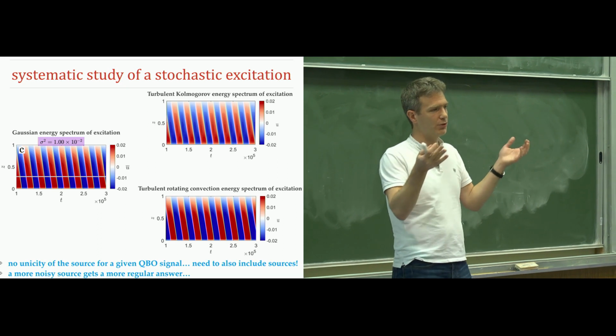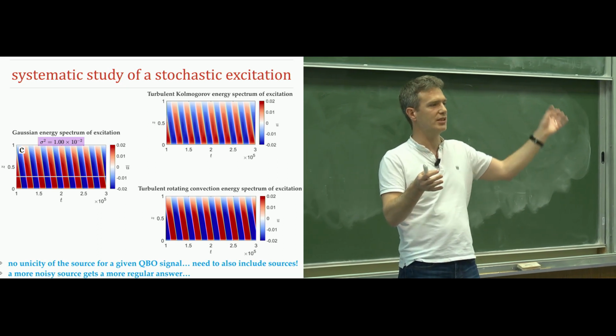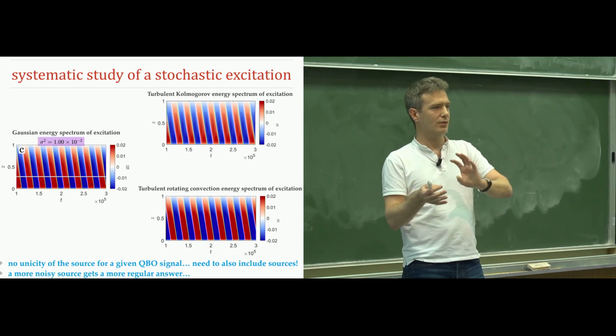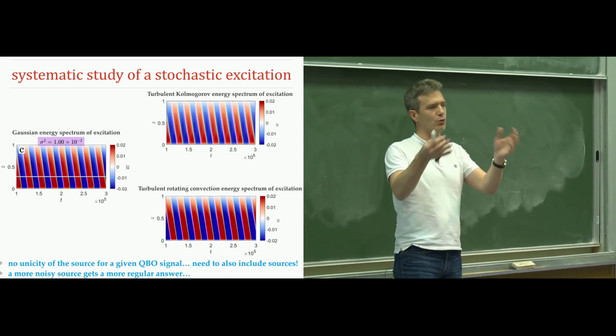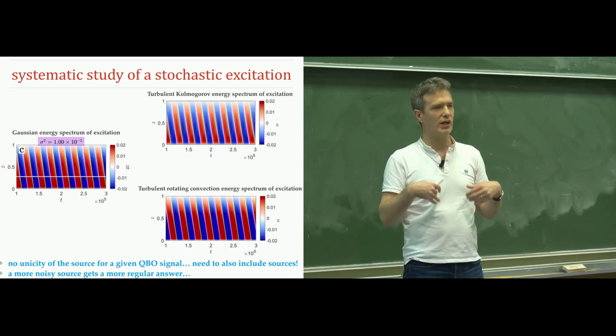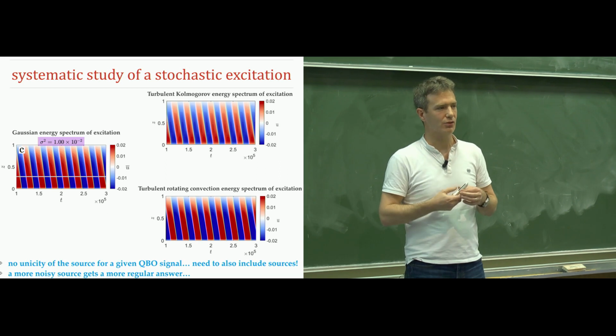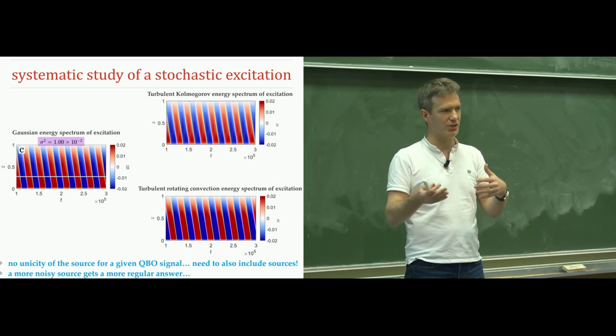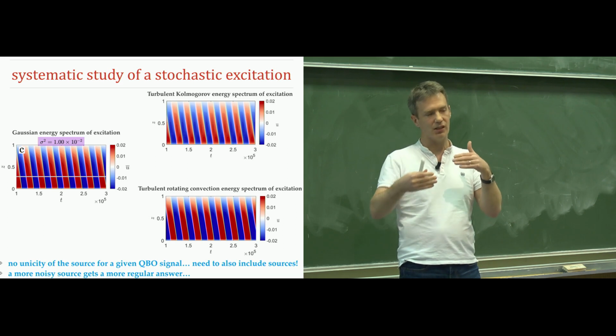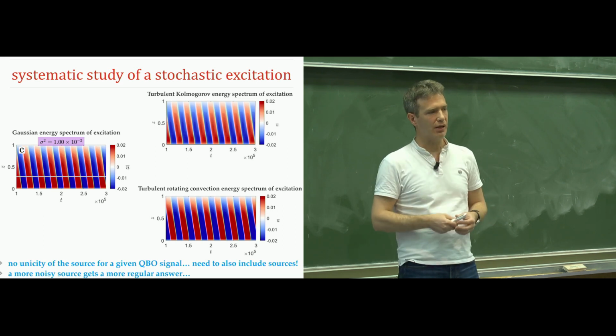If you observe a QBO signal in your atmosphere, you don't have a unicity for the source. So it means that you cannot just look at the QBO and the waves. You also have to include what generates the waves to really understand your system. You need to take into account your two-layer coupled system.